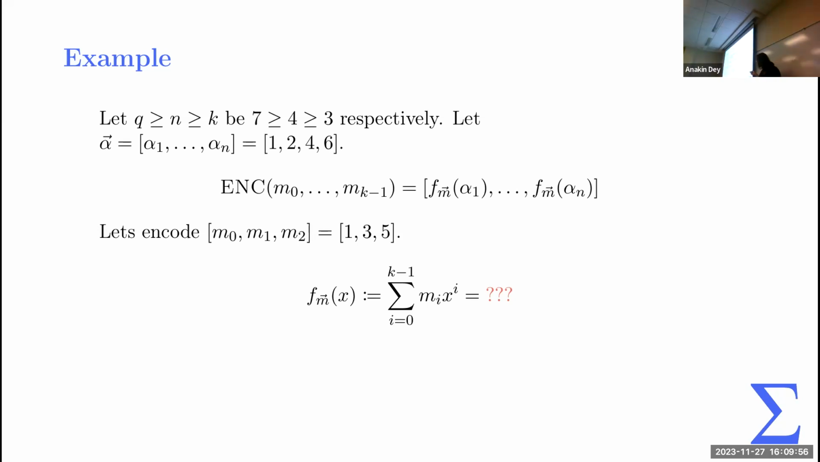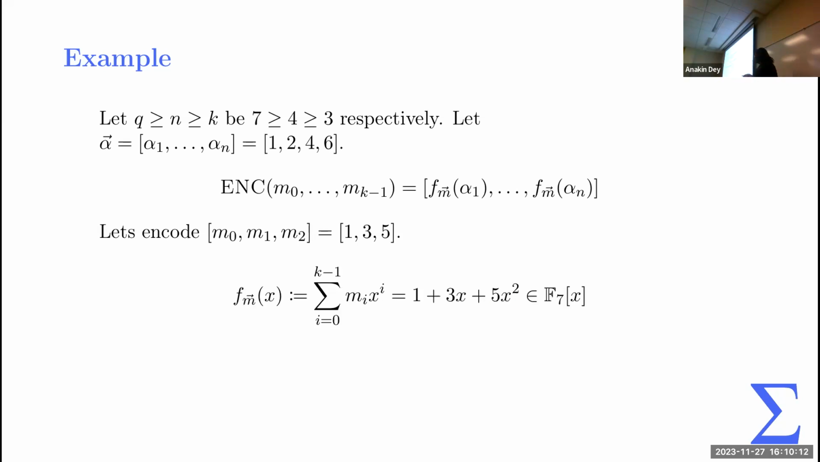So just looking at this formula, what is the corresponding polynomial going to be? Yep, exactly. 1 plus 3x plus 5x squared. And that's going to live in this, right? All the coefficients are integers mod 7, and it's a polynomial. So it lives inside this set of all polynomials, right? Does everyone see why this f sub m of x is this polynomial for that message?